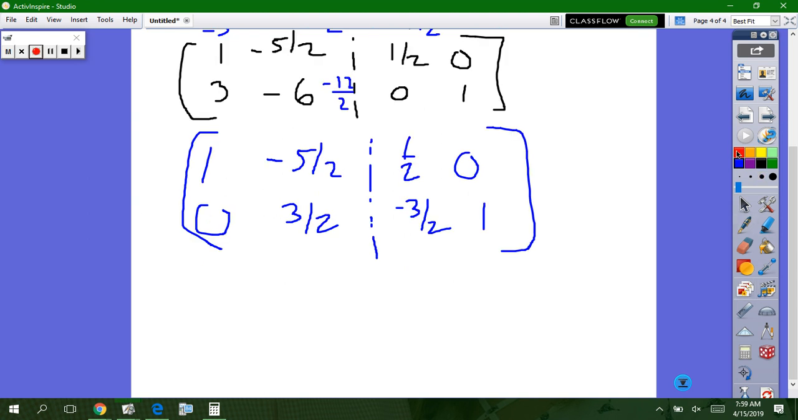Okay. So now where that 3 halves is, I want him to become a 1. So I go ahead and divide by 3 halves or times by 2/3, whatever you want to do, correct? So I have 1, -5 halves, 1/2, 0. Then I get 0. 3 halves divided by 3 halves, or 3 halves times 2/3, is 1. This is -1. This is 2/3.